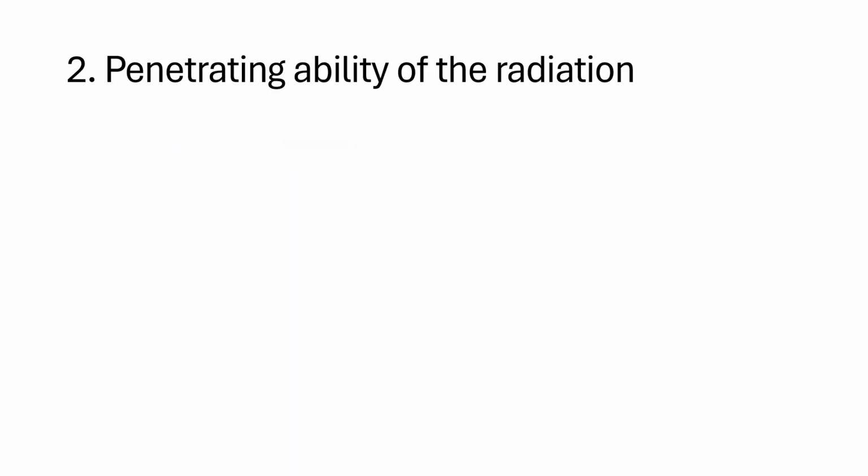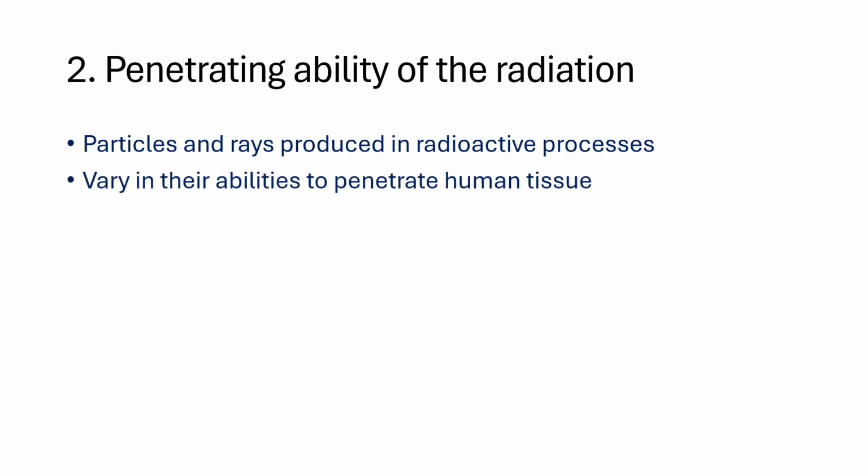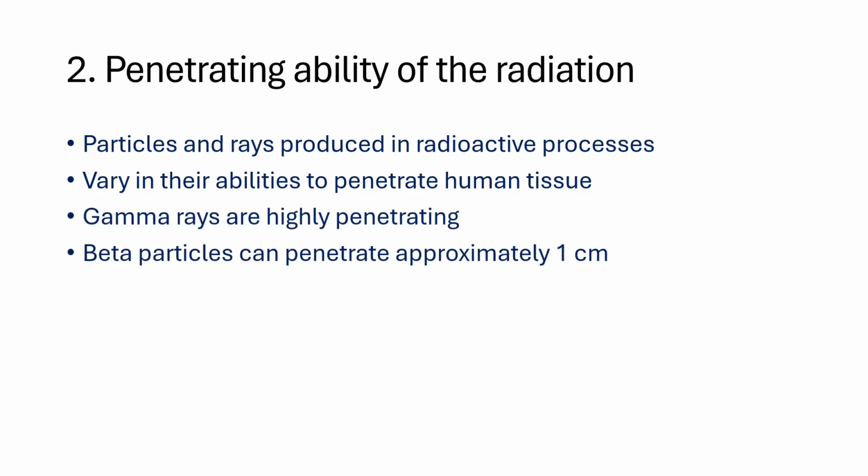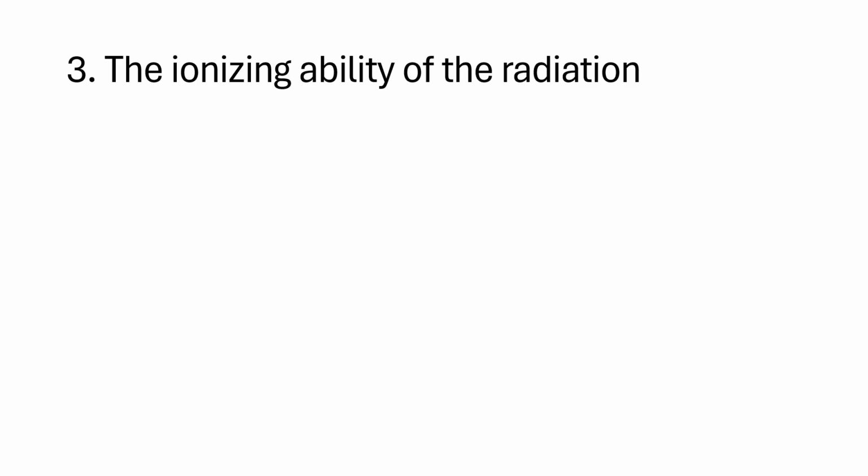You also have to think about the penetrating ability of the radiation. How does it go into our skin? Particles and rays produced in radioactive processes vary in their abilities to penetrate human tissue. Gamma rays are highly penetrating. Beta particles can penetrate approximately 1 cm. Alpha particles are stopped by the skin.